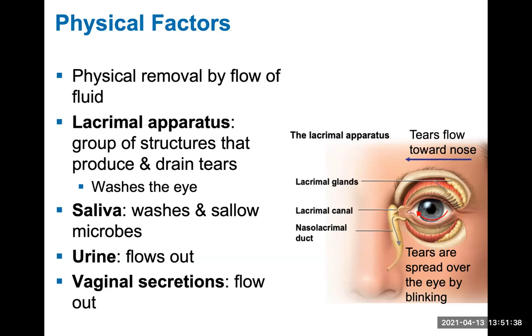So that lacrimal apparatus, you have these glands on the outer side of your eyes, and they produce the tears, and the tears get spread over your eye as you blink, and then it drains into the canals and then to the duct. And this is why when you cry, your nose will become runny and you'll have to blow your nose. It's because all the excess tears drain here. Okay, so tears flow toward the nose.